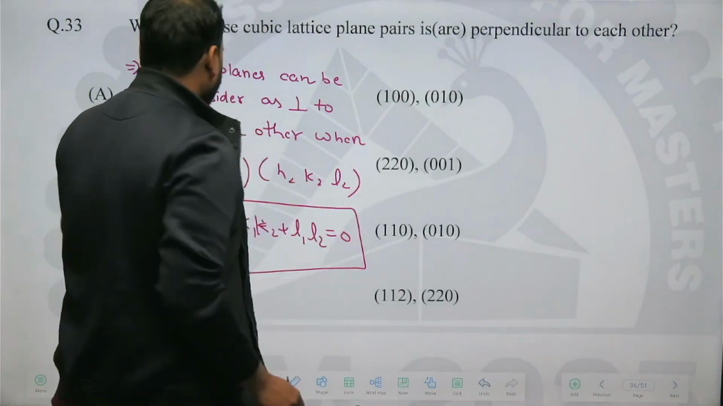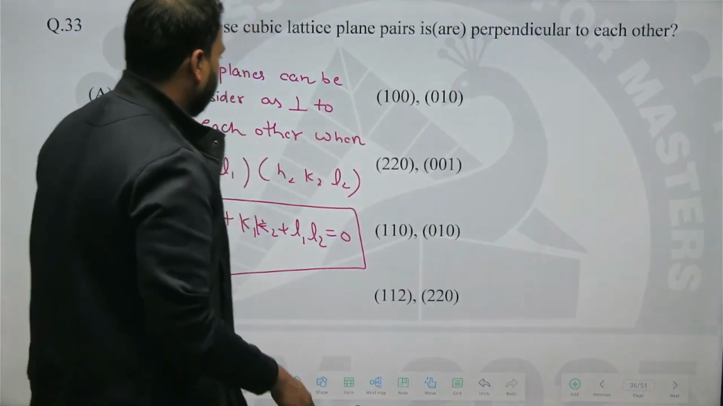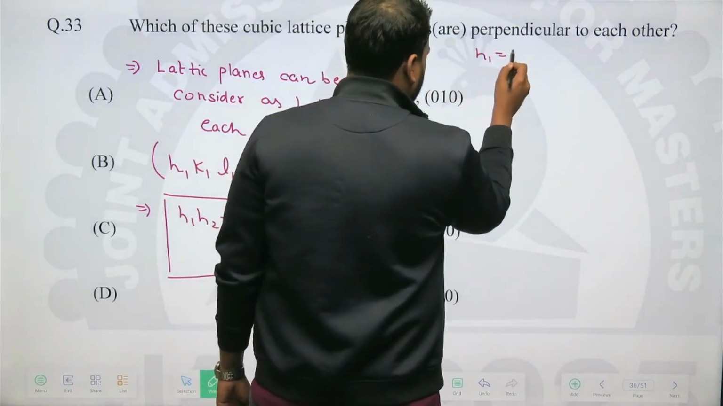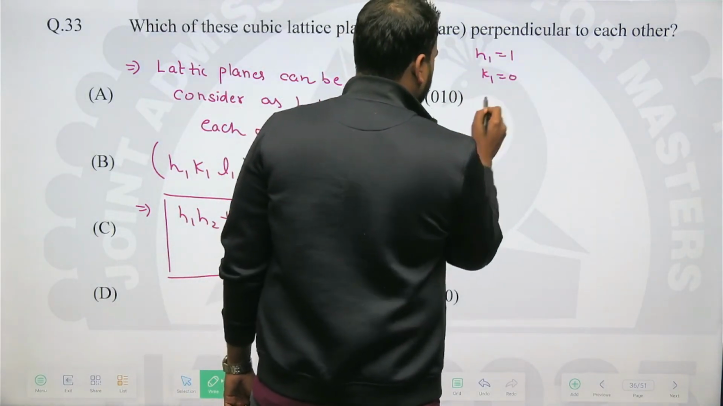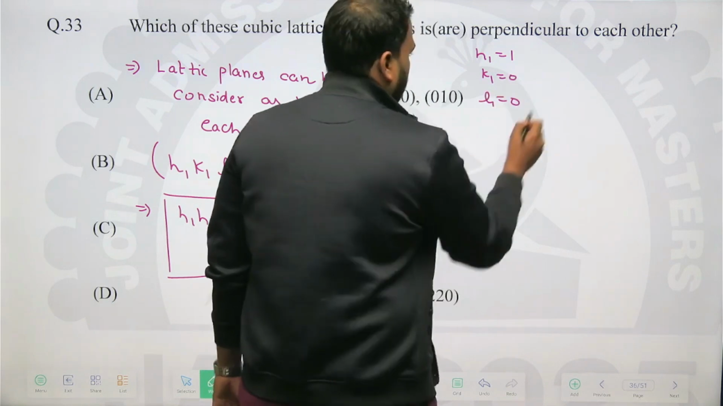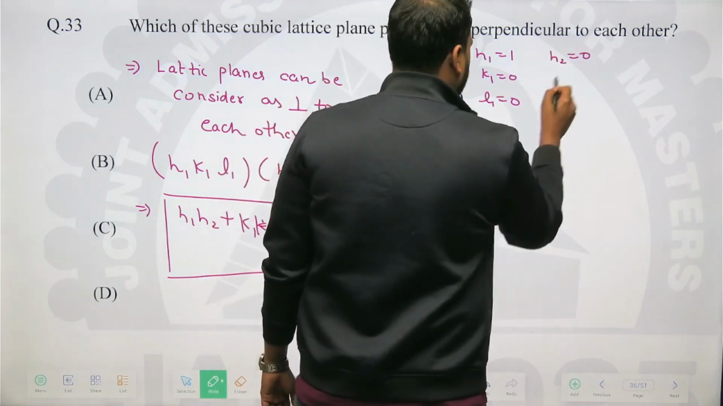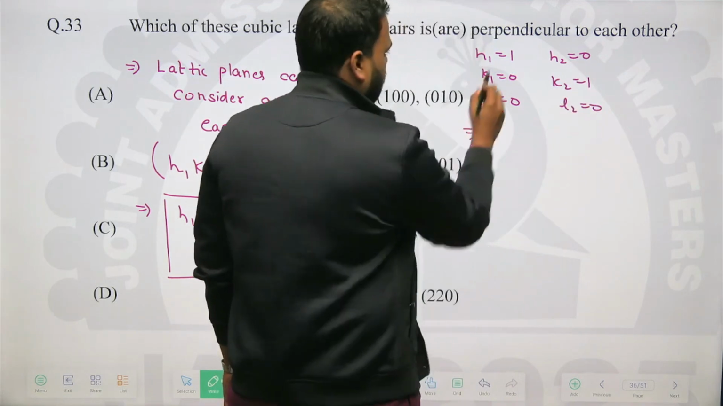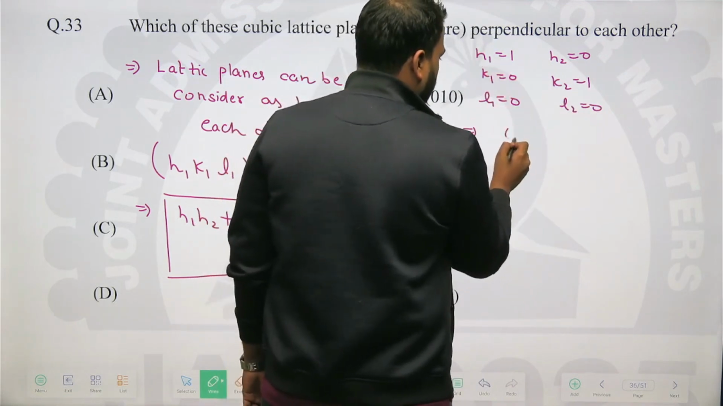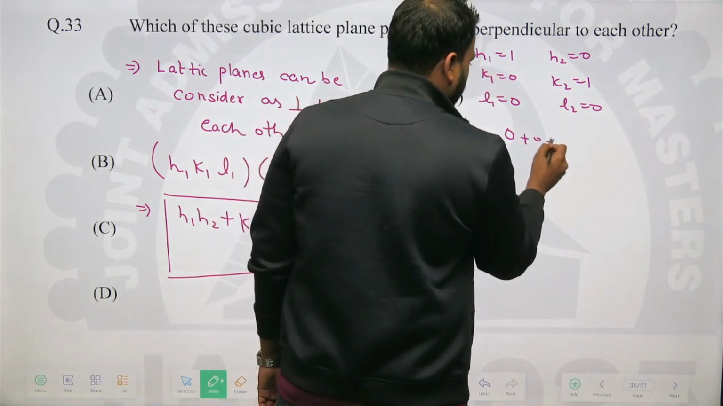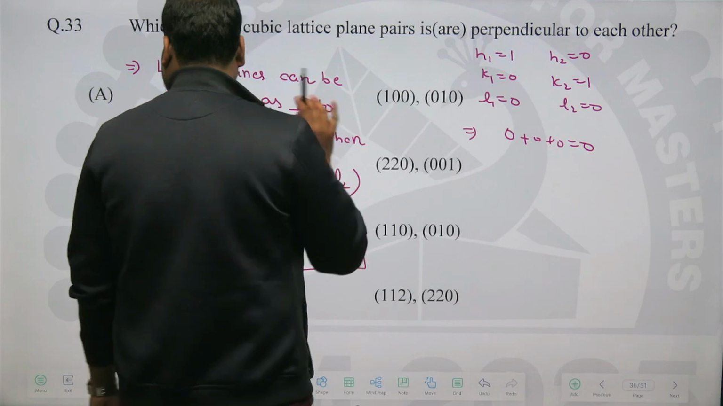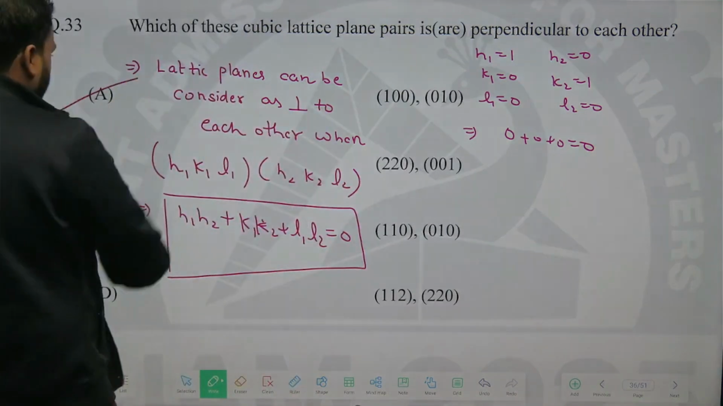So look at the first option, 1 0 0 and 0 1 0. Here the value of H1 is 1, K1 is 0, L1 is 0, and the value of H2 is 0, K2 is 1, L2 is 0. Now H1 H2 is 1 into 0, 0, K1 K2 is 0, L1 L2 is 0. So yes, option A is correct, by the way.